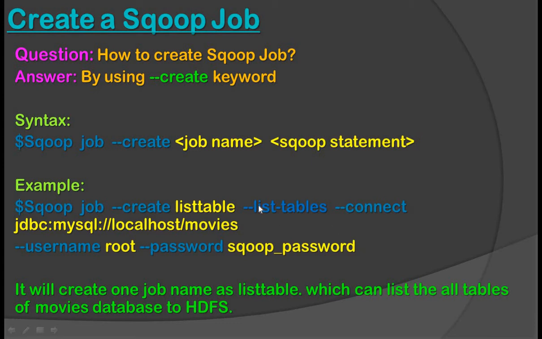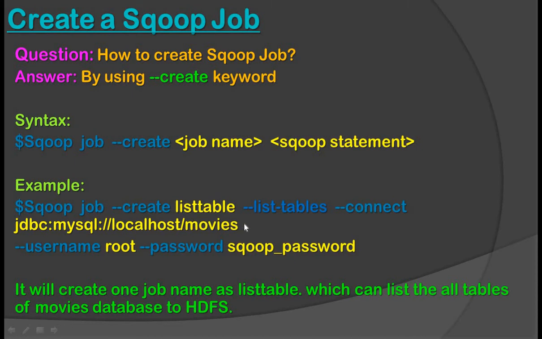As we wrote the syntax in Sqoop for listing all tables of a database, the same syntax we need to write here for creating a Sqoop job. Only we need to put double hyphen before the list hyphen tables keyword. So when Sqoop executes this statement, it will create one job named list tables, which can list all the tables of the movies database to HDFS.